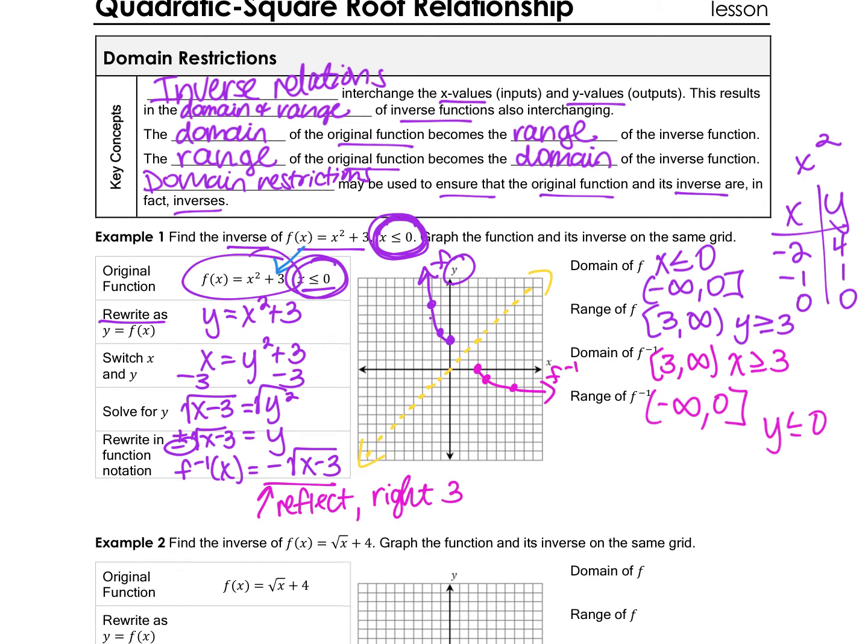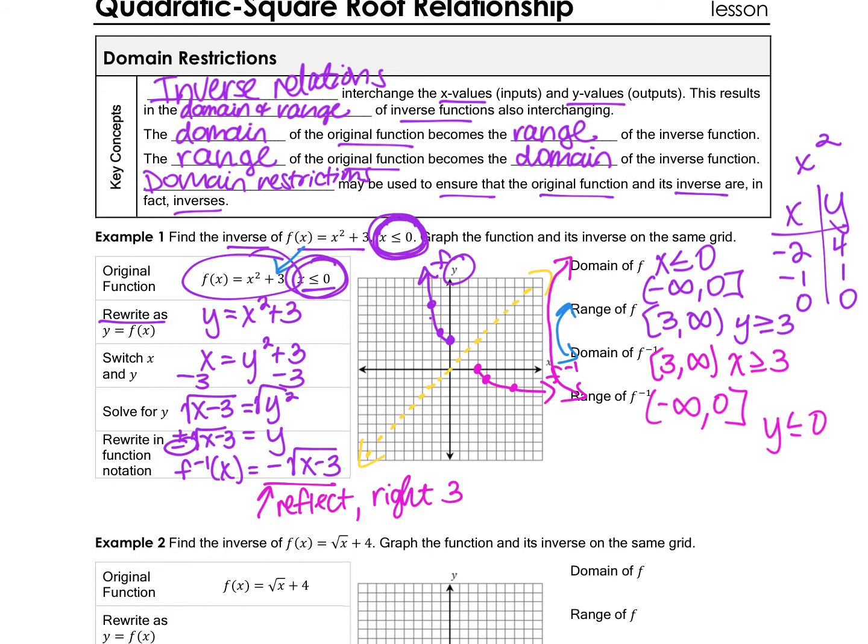Notice right here, we said at the beginning, your domain of your original becomes the range. Notice it is. And then your range becomes your domain of the inverse. So notice those are the same. Okay, you're just flipping them, interchanging them.